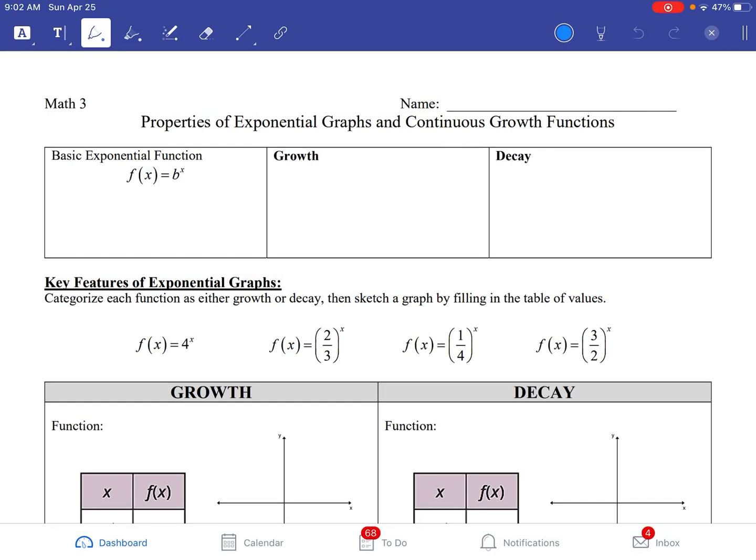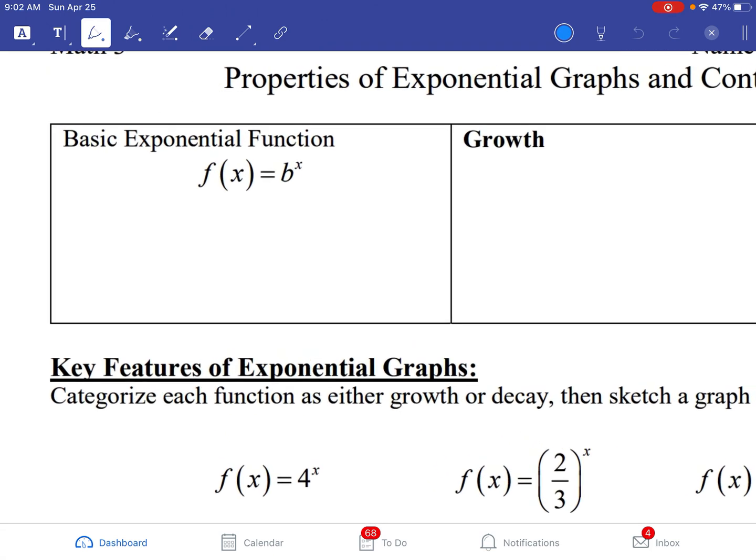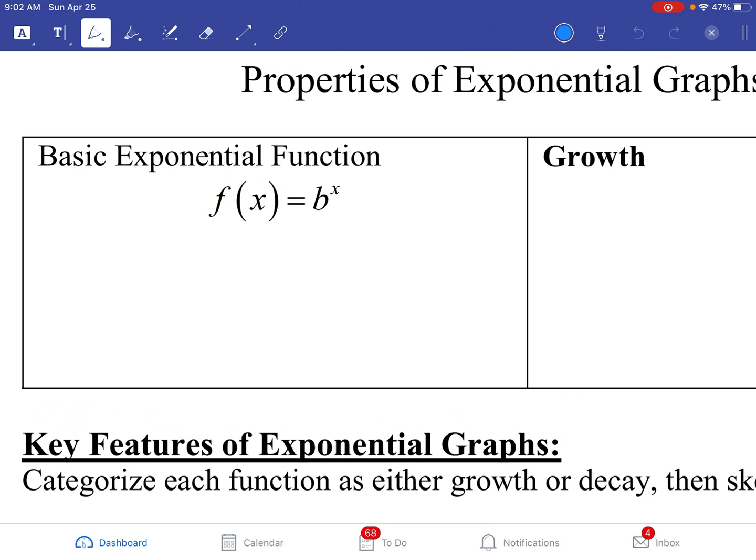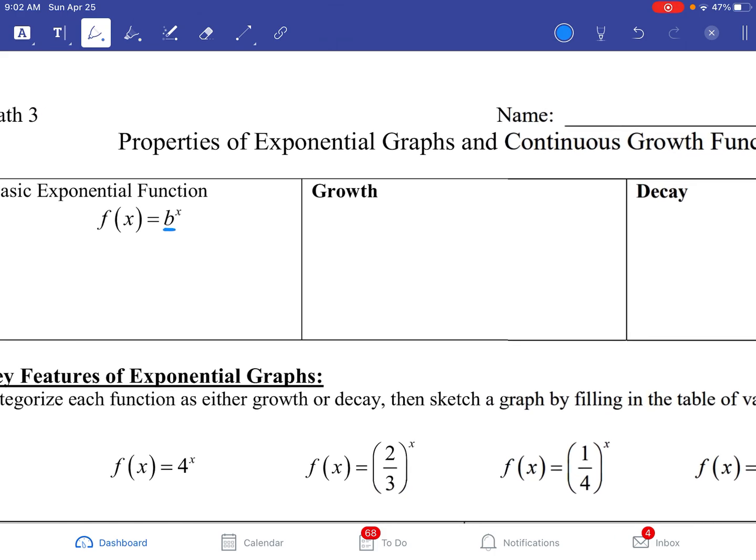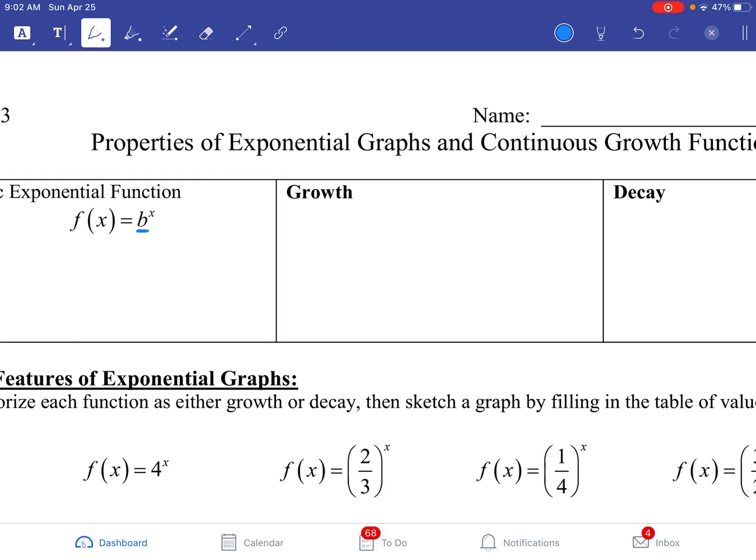So today for Math 3, we're going to start our last unit. And this is the first topic of the last unit. We're looking at exponential graphs. Okay, so we have a basic exponential function, and it looks like this: f of x equals b to the x. And whatever the b value is determines whether it's a growth or decay function. So let's look at what growth and decay look like.